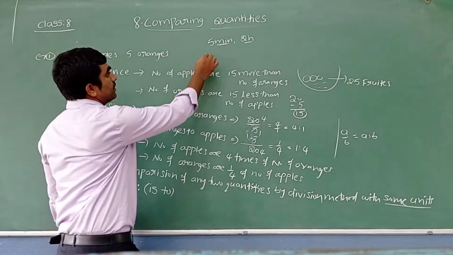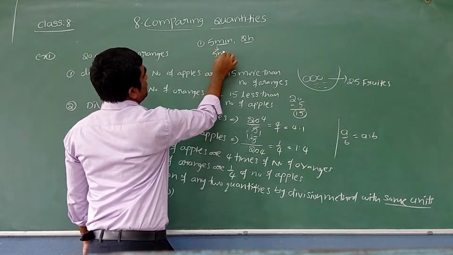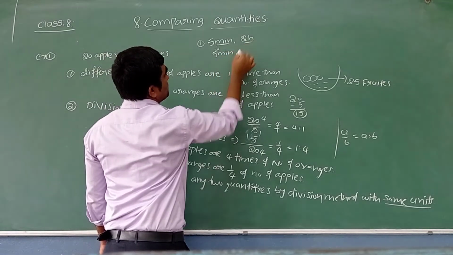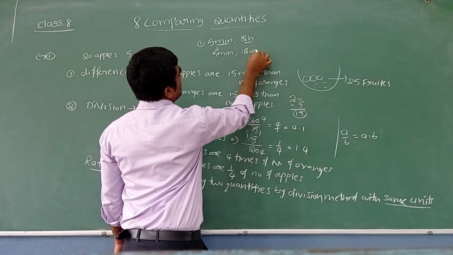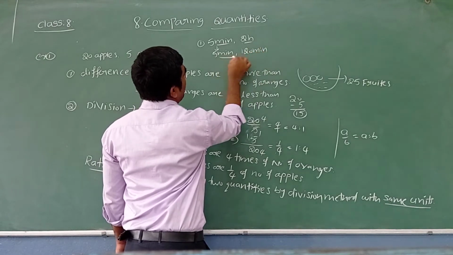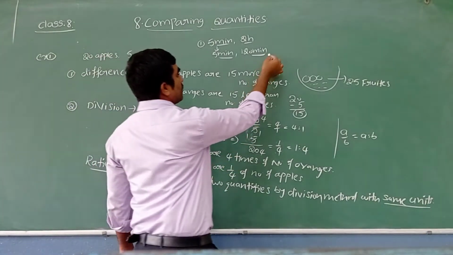Suppose I want to compare these two, how can I convert? Let me write this 5 minutes as it is. 2 hours: 1 hour is 60 minutes, so 2 hours is 2 into 60, 120 minutes. Now I got both in the same units. Then we can do the comparison here.